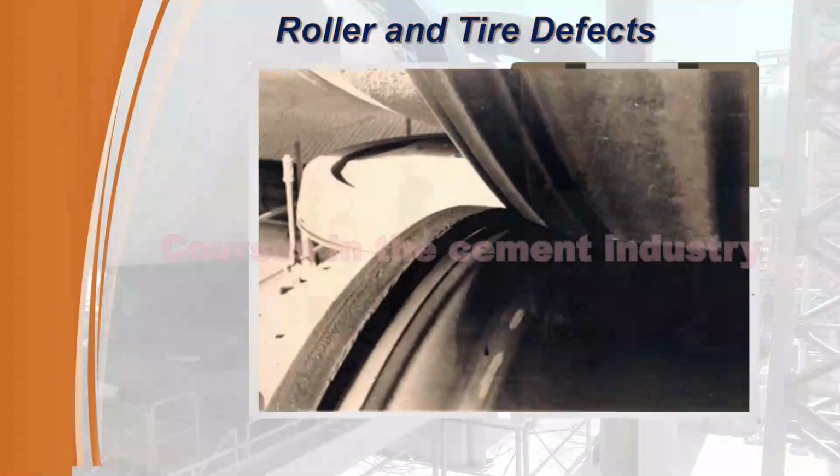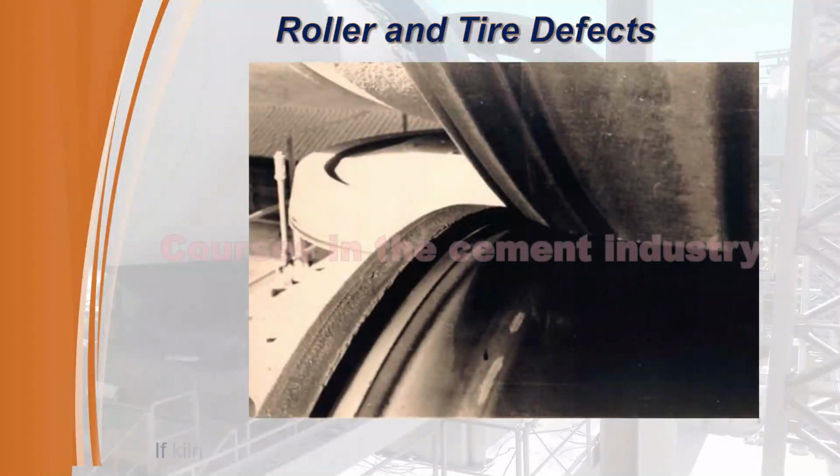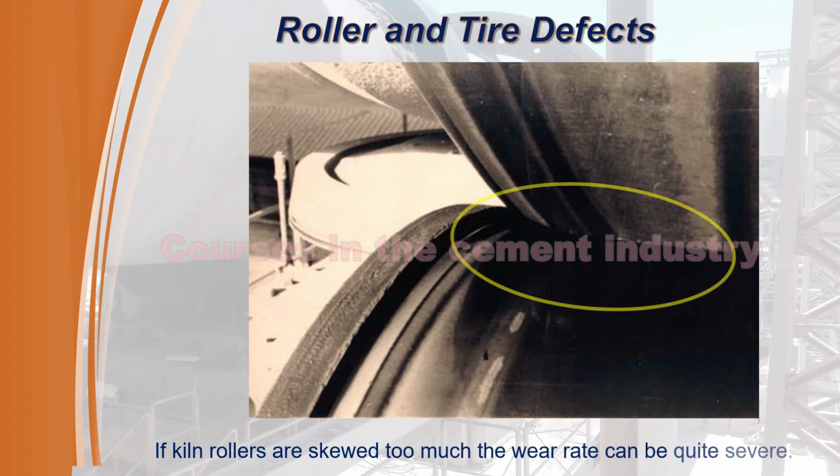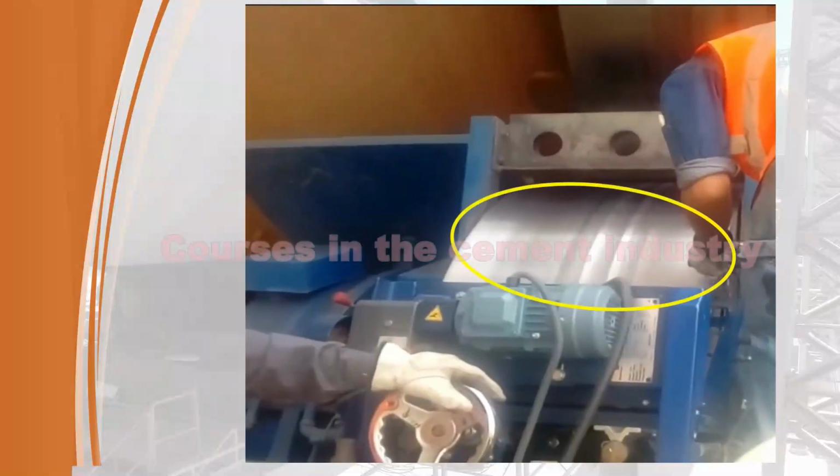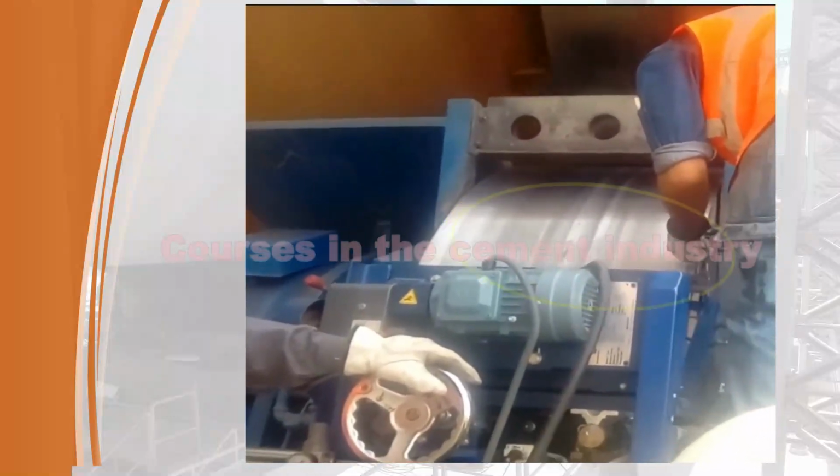During this part of the course, some roller and tire defects will be explained. See in this figure. In this case, if kiln rollers are skewed too much, the wear rate can be quite severe. And see this video from the side. Kiln tire and roller grinding resurfacing.